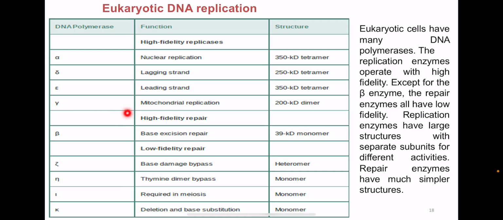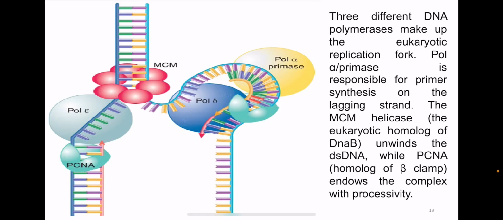Unlike prokaryotes, where the same polymerase 3 synthesizes the leading strand and the lagging strand, in eukaryotes the lagging strand is synthesized by DNA polymerase delta, and the leading strand is synthesized by polymerase epsilon. Okay, we have a look.